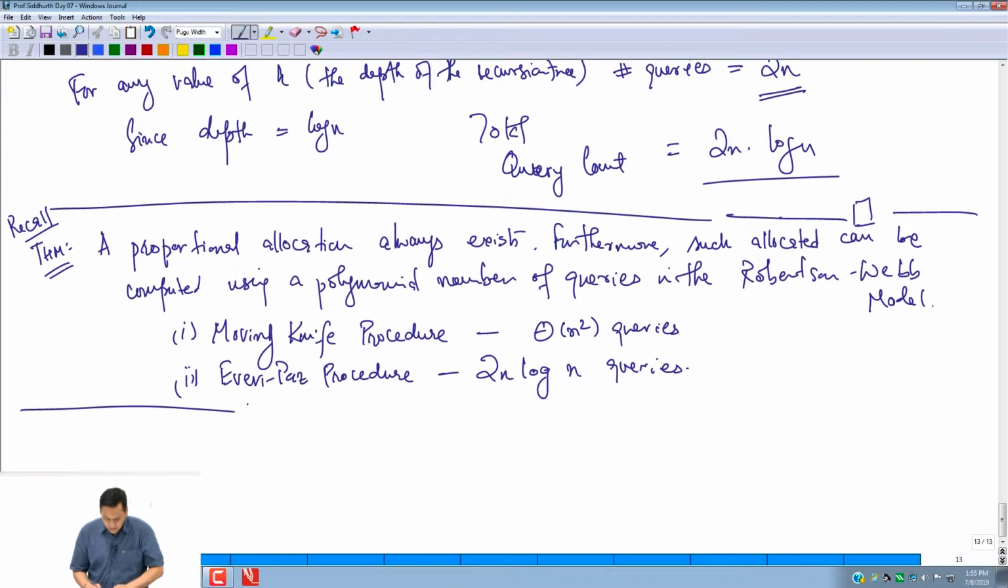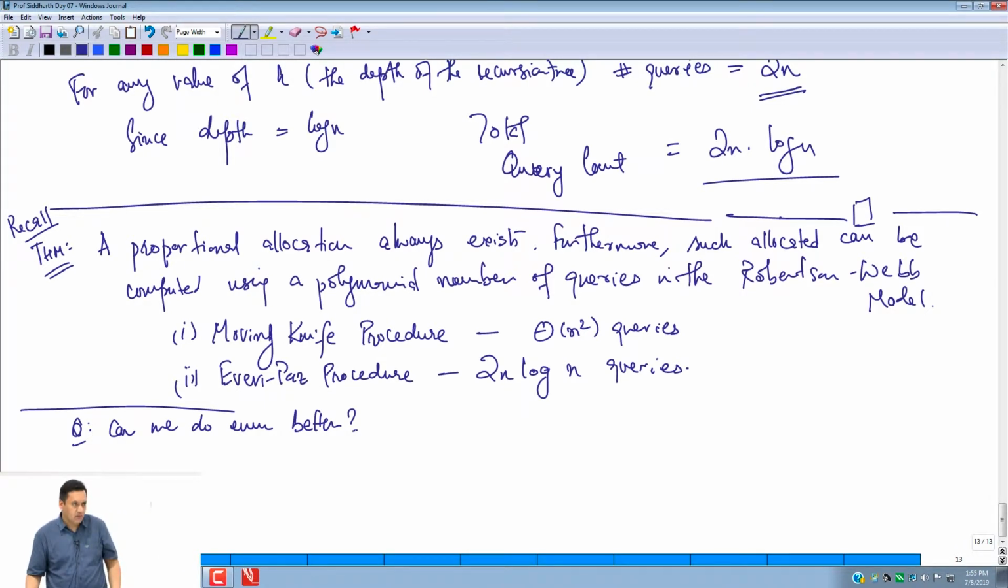Like good engineers, like good computer scientists, the natural question is, okay, can we do even better? As in, can we find a proportional allocation, say, in a linear number of queries? And the answer is actually no. And this is no, again, provably so. The way this is done is by establishing a lower bound. I'll just give a proof sketch of this lower bound, but I'll mention the result in its entirety.